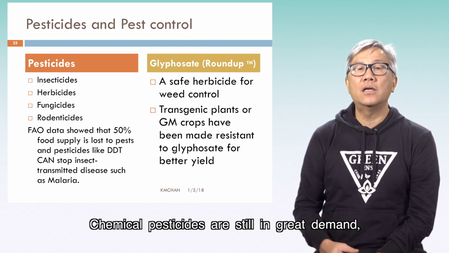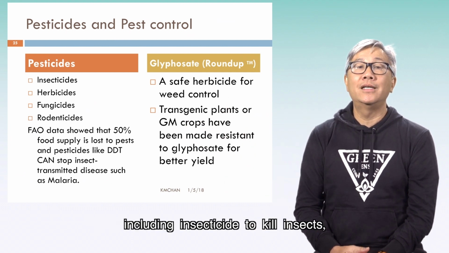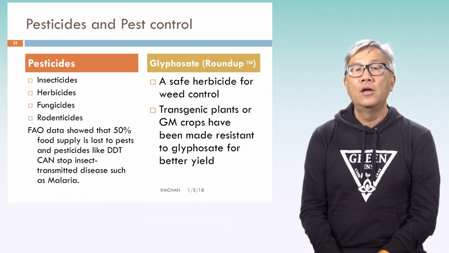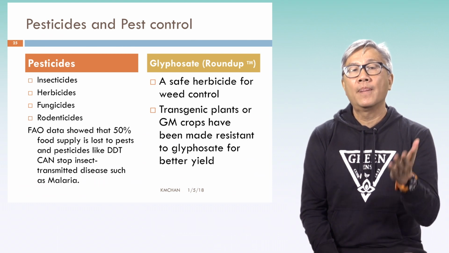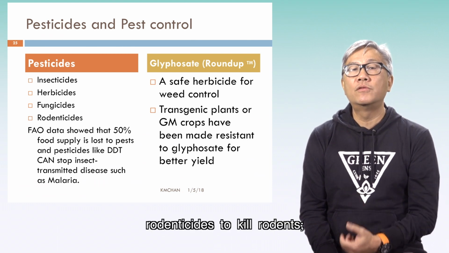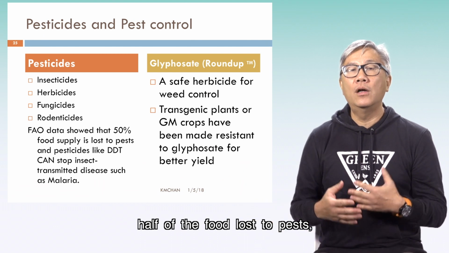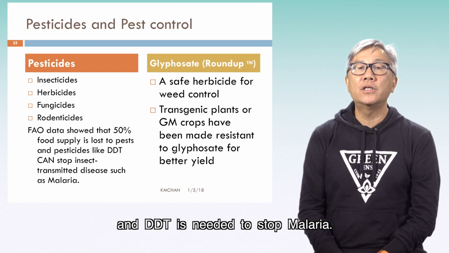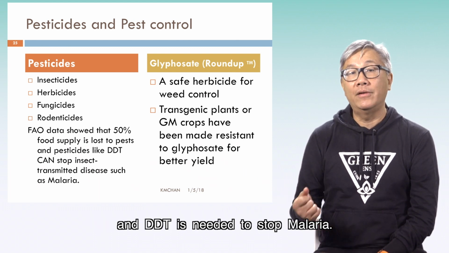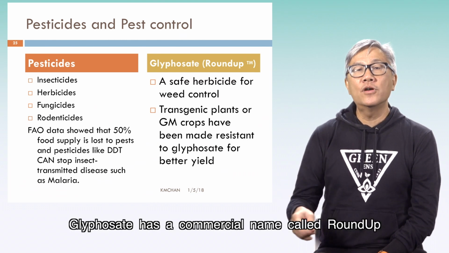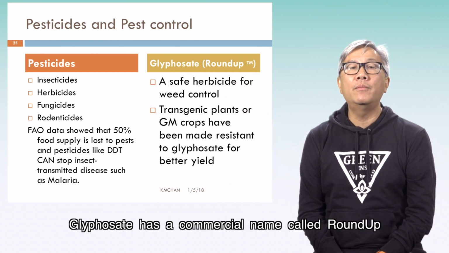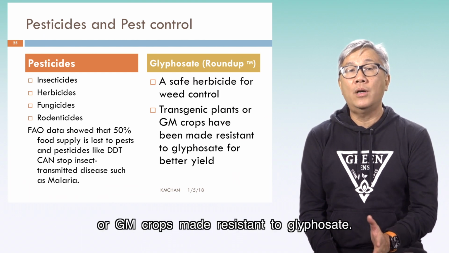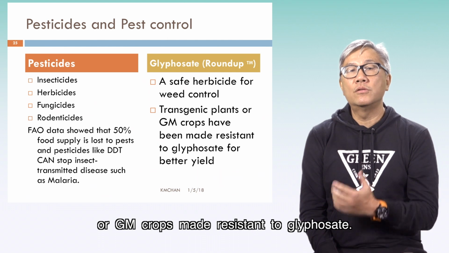Chemical pesticides are still in great demand, including insecticides to kill insects, herbicides to kill herbs, fungicides to remove fungi, rodenticides to kill rodents. Half of the food is lost to pests, hence pesticides like DDT are still being used, and DDT is needed to stop malaria. Glyphosate has a commercial name called Roundup, is used to control weeds. Using transgenic or genetically modified or GM crops makes them resistant to glyphosate.